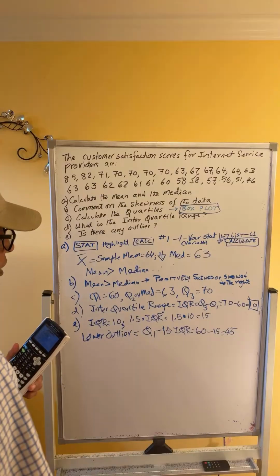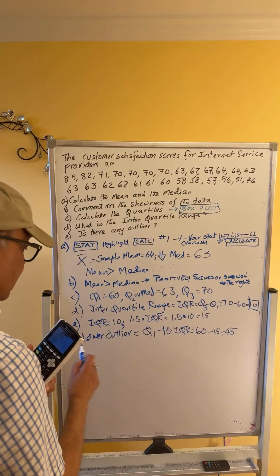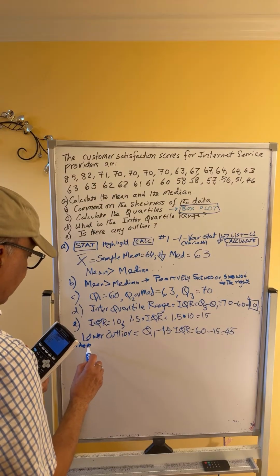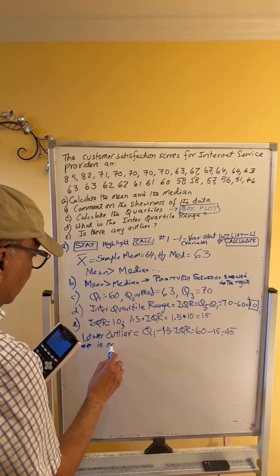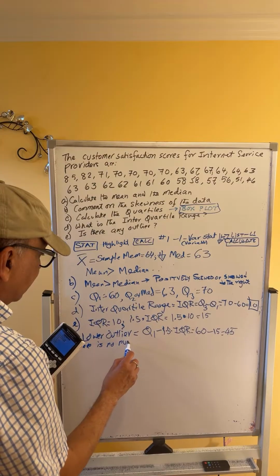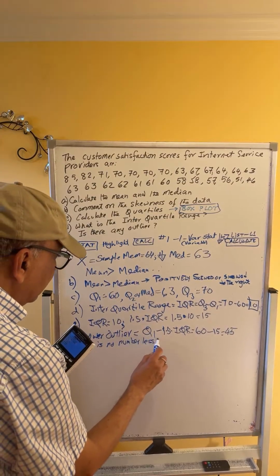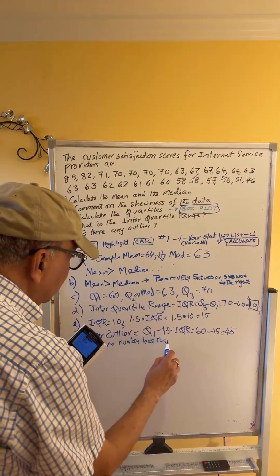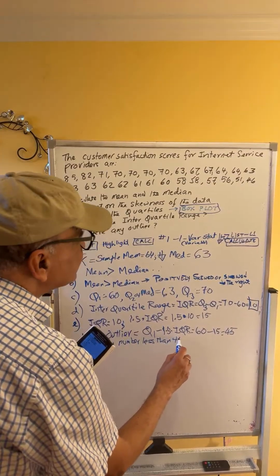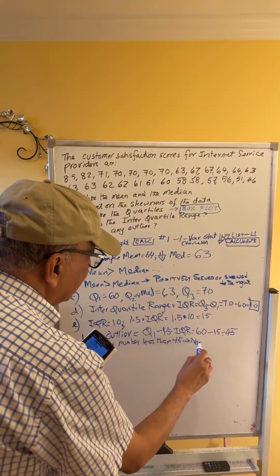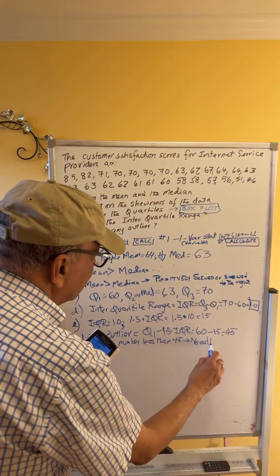Is there any number less than 45? There is no number less than 45, because 46 is the lowest number. No outlier on the left.